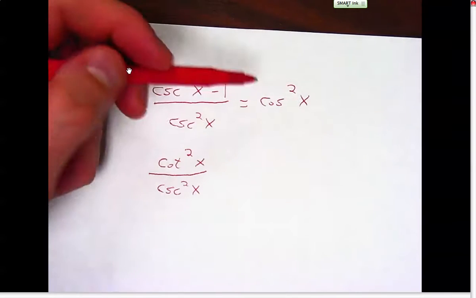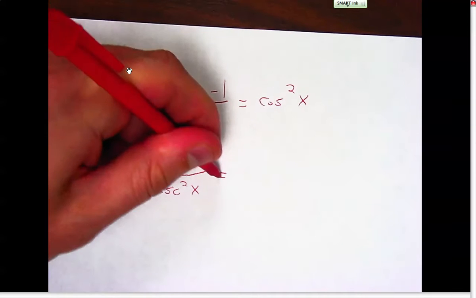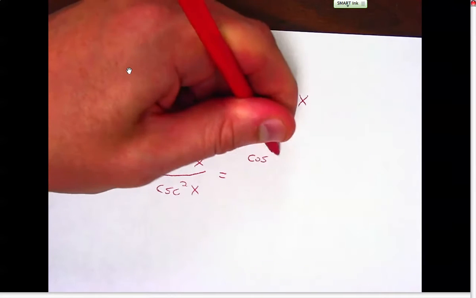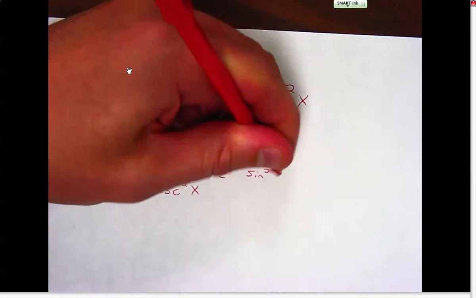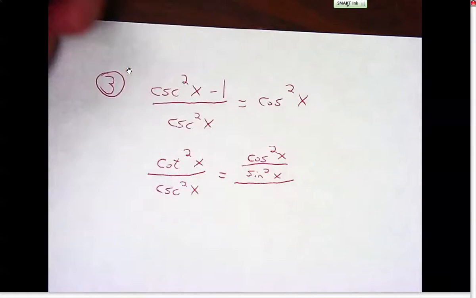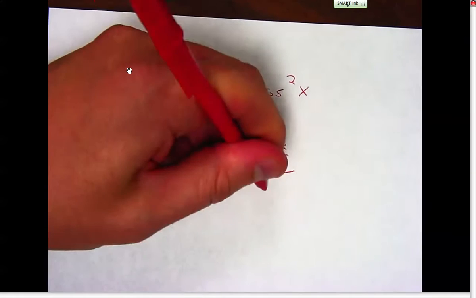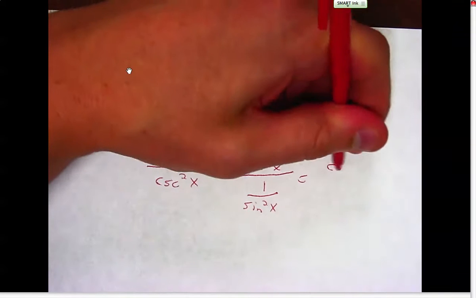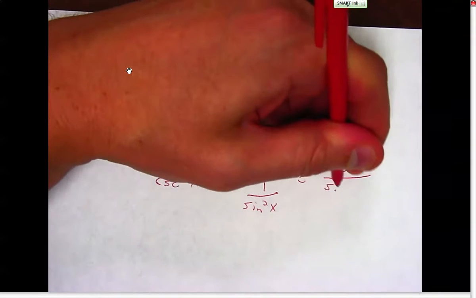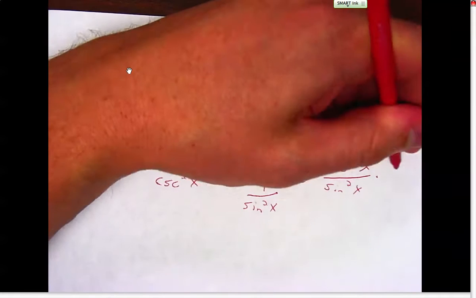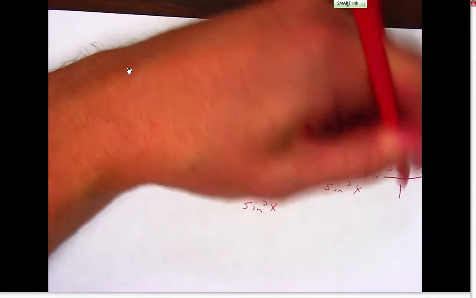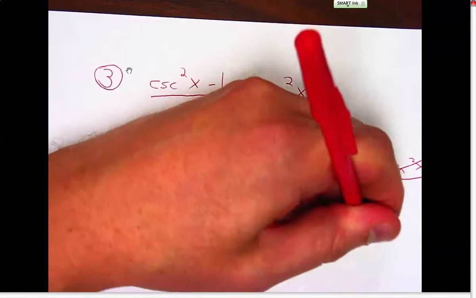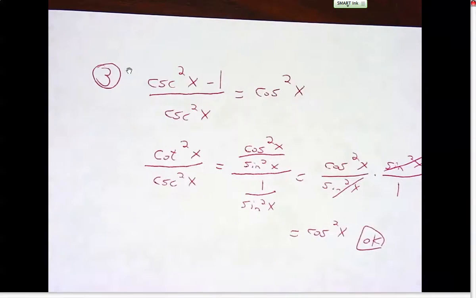I notice on the right I'm back to my normal cosine, and so I think I'll probably just switch all these to sines and cosines. So cotangent is cosine over sine, so cotangent squared is cosine squared over sine squared. Cosecant squared will be 1 over sine squared. And now when I have fractions within fractions, I take the bottom fraction, invert it, and multiply, and boom, the sine squareds cancel. I get cosine squared of x. Just like that, I'm done. So a lot quicker than the last one.